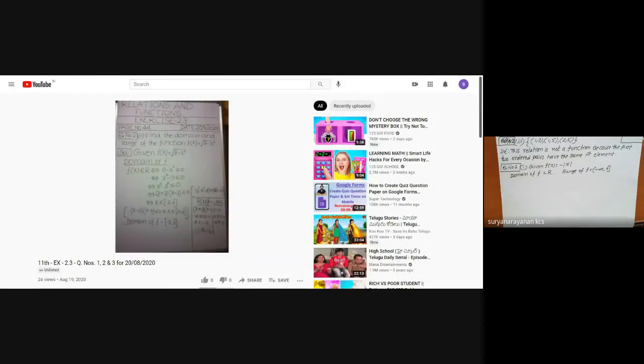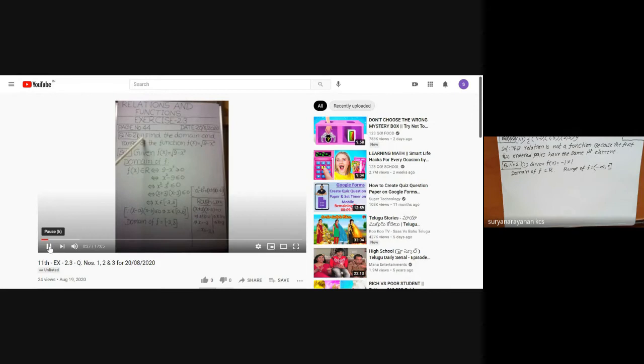Today we are going to discuss exercise 2.3, page number 44, question number 2. In this Roman number 2, we have already discussed the first two yesterday in the previous class. Now we are going to discuss the second question in this Roman number.